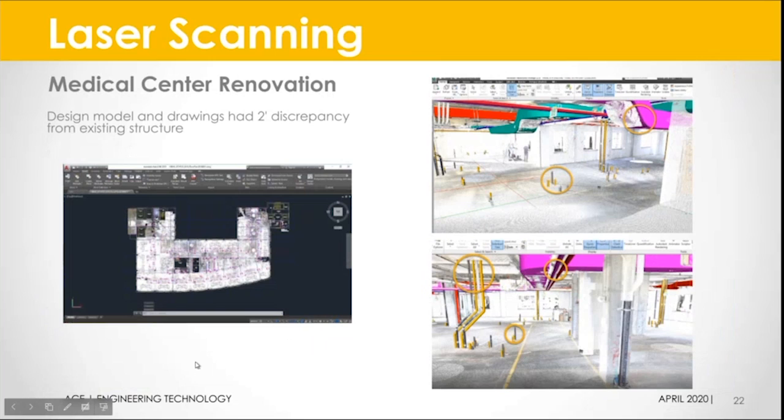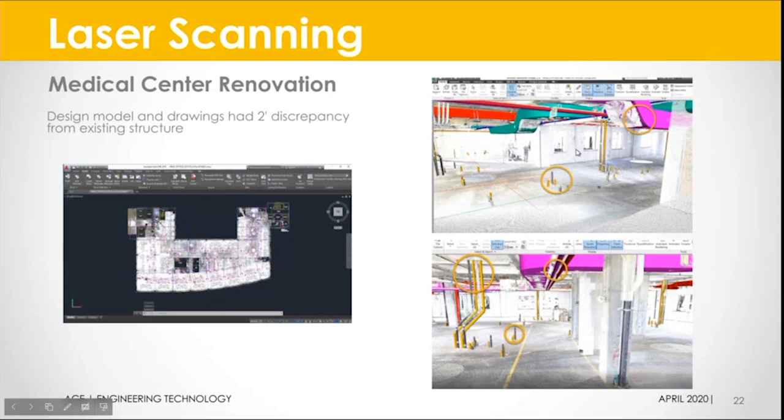So when we did this project, we noticed when we went out to laser scan, because it's easier to tell the current conditions for a renovation if you scan instead of having someone run around with a measuring tape and sticks and paper trying to keep track of all the measurements and where everything is. It's obviously easier to laser scan. So what we found out was there was a 2-foot discrepancy between the existing structure and the drawings that we had.